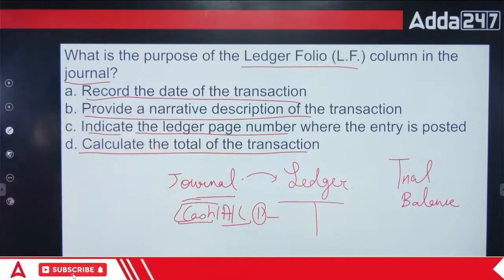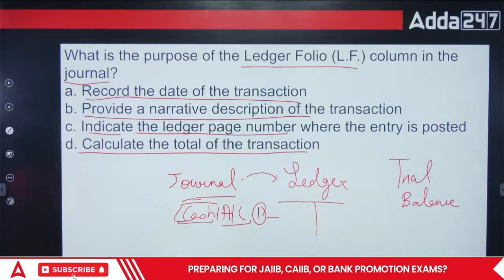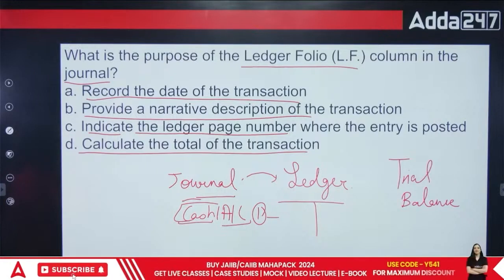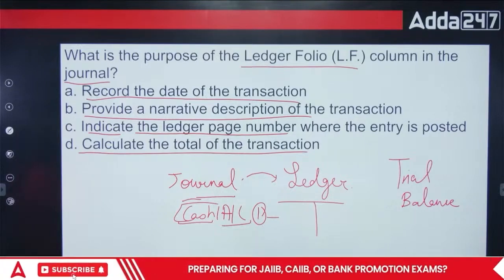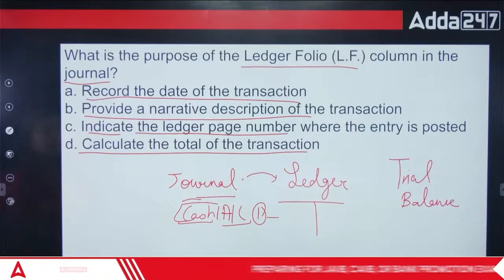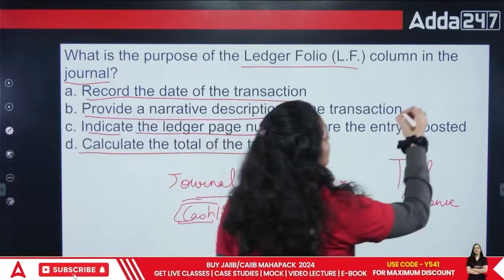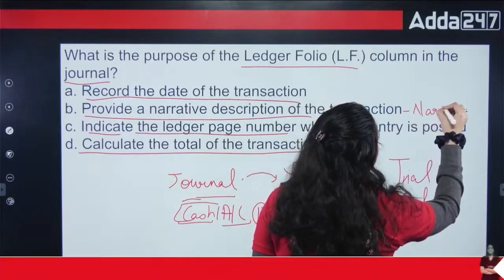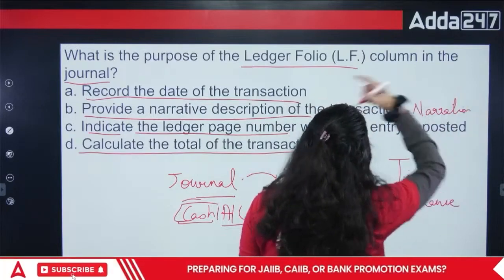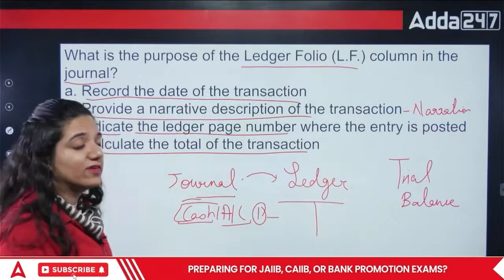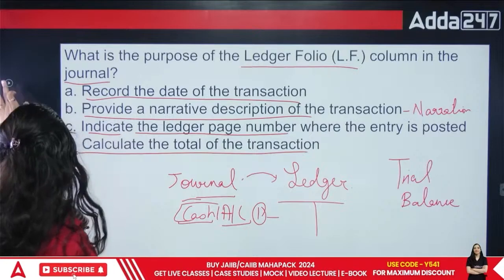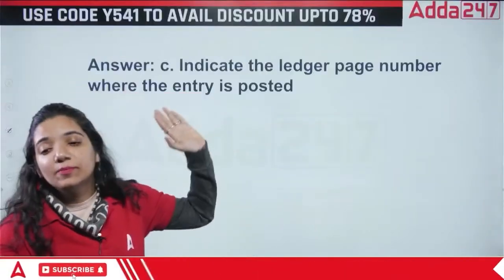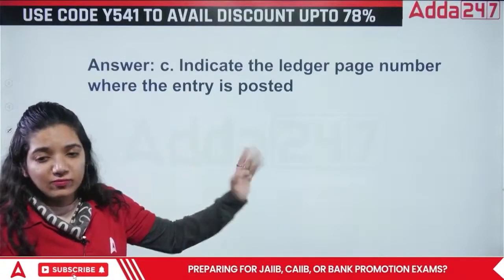So what is the purpose of the ledger folio in the journal column? It is not to record the transaction, and it is not the date. Providing a narrative description is actually called narration, not ledger folio. Then indicate the ledger page number, and then calculate the total. The answer is to indicate the ledger page number where the entry is posted.